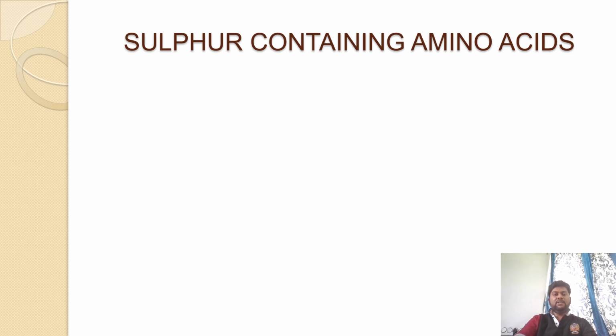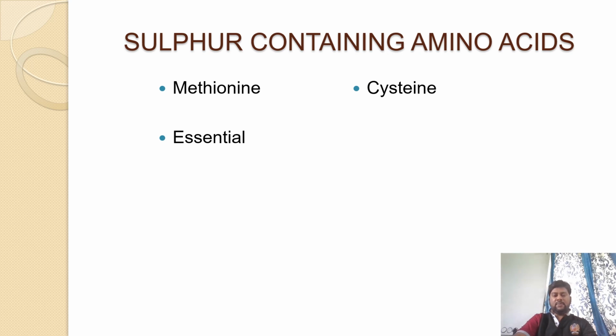Good morning. In this video, I'll be discussing the metabolism of sulfur containing amino acids. The two major sulfur containing amino acids present in our body are methionine and cysteine. In this, methionine is an essential amino acid. That means it cannot be synthesized in our body and it has to be supplemented only through diet. Whereas cysteine is a non-essential amino acid, which means it can be synthesized in our body with the help of two other amino acids, methionine and serine.